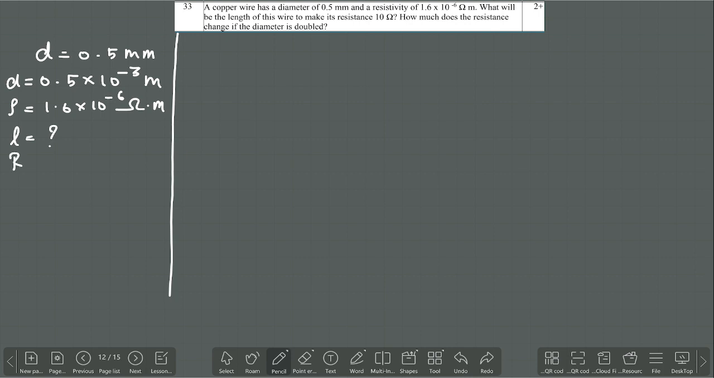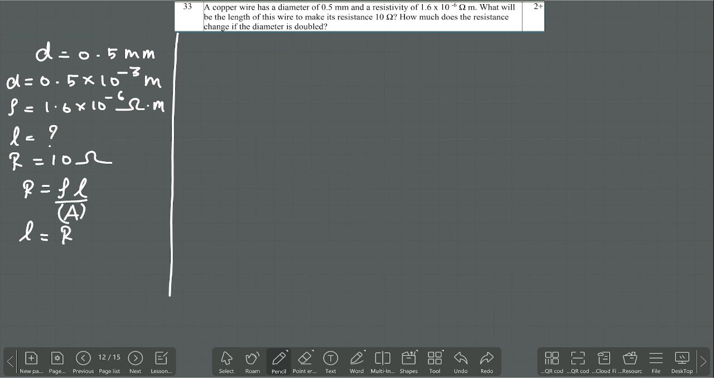That means R is equal to 10 ohm. So what is the formula we are going to use over here? R is equal to rho L by A. As we are going to find L, rearrange the formula based upon that. L is equal to R.